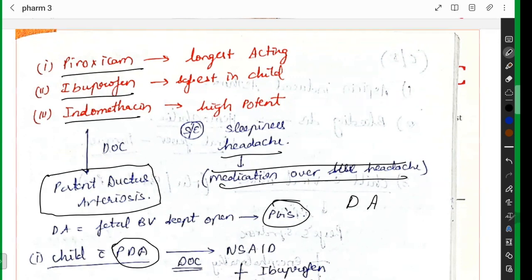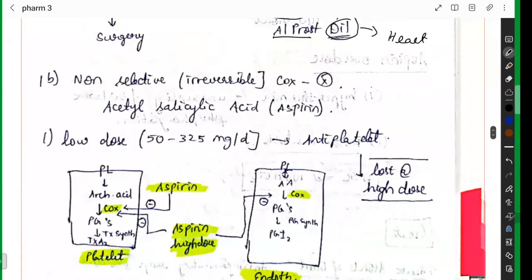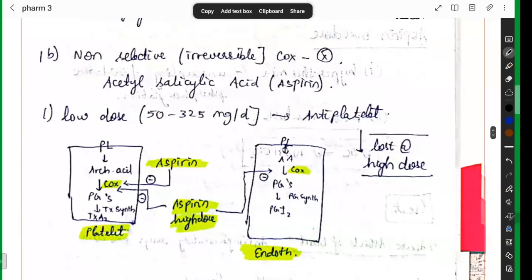Now moving on to discuss the non-selective irreversible COX inhibitors. We are going to talk about the non-selective, just 6 more pages, guys. Just stay with me, just 6 more pages.